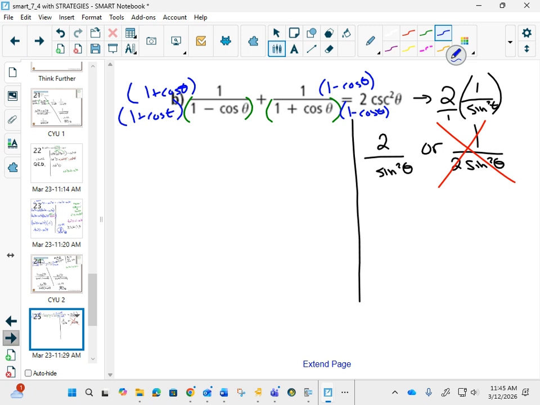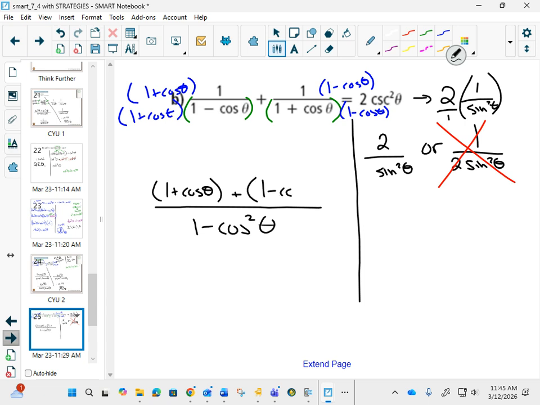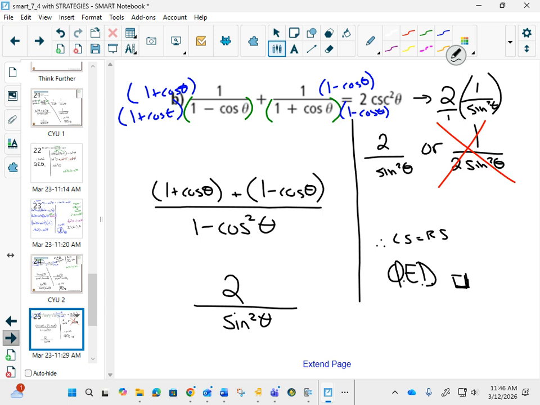And then we notice the bottoms are conjugates. It makes a difference of squares. In fact, our common denominator is going to be 1 minus cos squared theta. What do we have on the top? We would have 1 plus cos theta plus 1 minus cos theta. Can we simplify the top? Sure enough, 1 plus 1 will be 2. Cos and a minus cos cancel out. We just get 2. Can we simplify the bottom? Yes, that's our big idea. So no work needs to be shown. You can just immediately change that to sine squared. And now our left side is equal to our right side. QED, we are done.